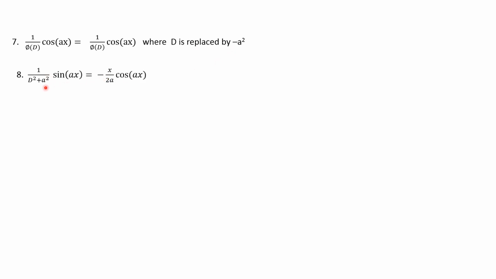Now, 1 over D squared plus a squared of sine ax is negative x over 2a cosine ax. Observe that a is common here. If this is sine, there is a negative x over 2a, and that is cosine ax. Next is 1 over D squared plus a squared of cosine ax, which is x over 2a sine ax. Notice that these two formulas are similar, except that if this is cosine, this is sine. If this is sine, this is cosine. Both have x over 2a, but one is negative and the other is positive.